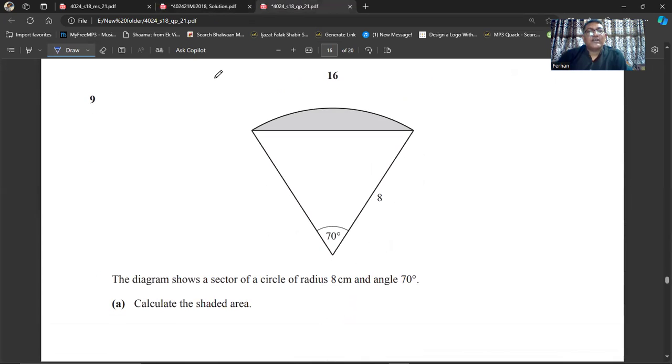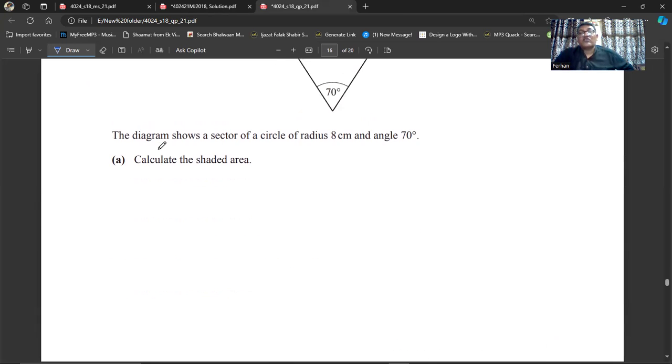The next question coming up on your screen is question number 9. He says, the diagram shows the sector of a circle of radius 8 centimeter and angle 70 degree. Calculate the shaded region. This method is very simple. This is a sector. You can see it's a sector. Find the area of that sector. Then that white portion is a triangle. Find the area of that triangle. From the area of the sector, subtract the area of the triangle, and you will get the area of that segment. And that is that shaded area.